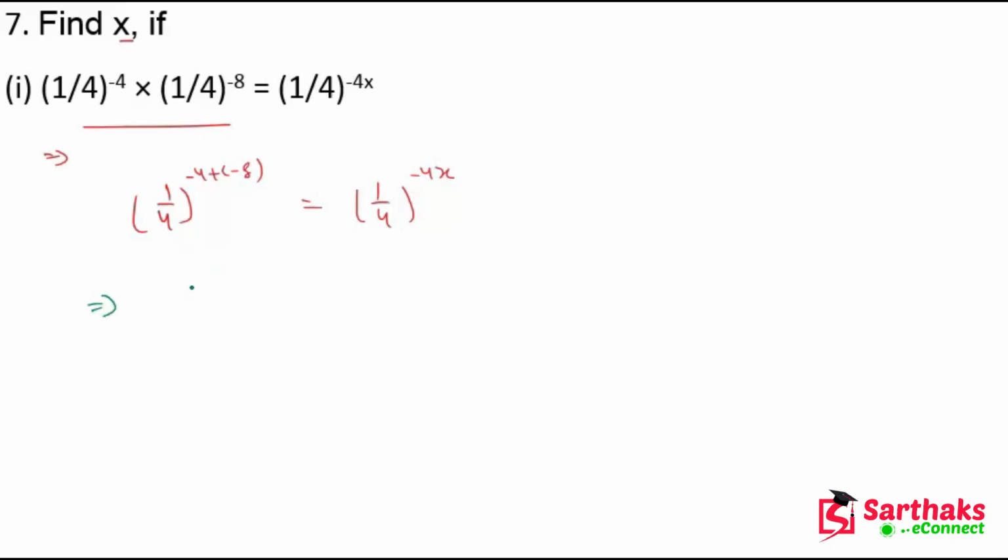So this will become 1 upon 4 raised to power minus 4 plus minus 8, which equals 1 upon 4 raised to power minus 4x. What is minus 4 minus 8? Minus 12. So we have 1 upon 4 raised to power minus 12, and this equals 1 upon 4 raised to power minus 4x.